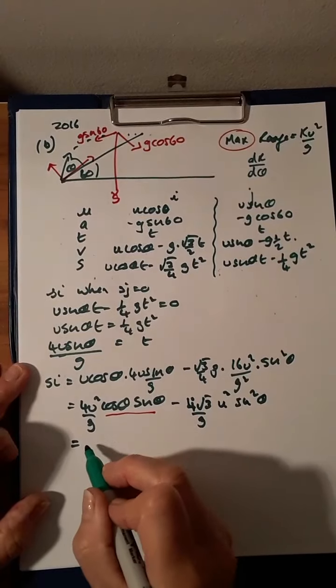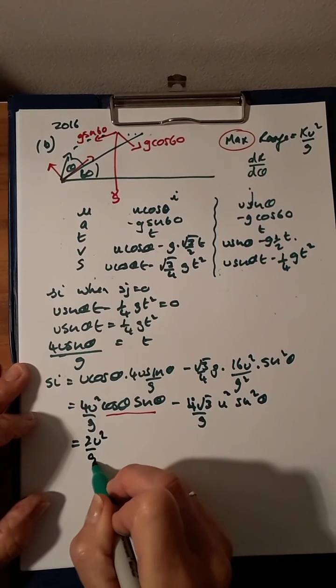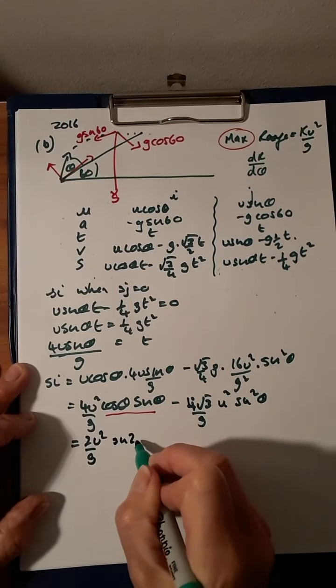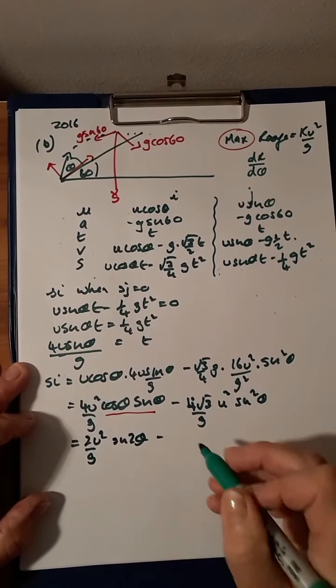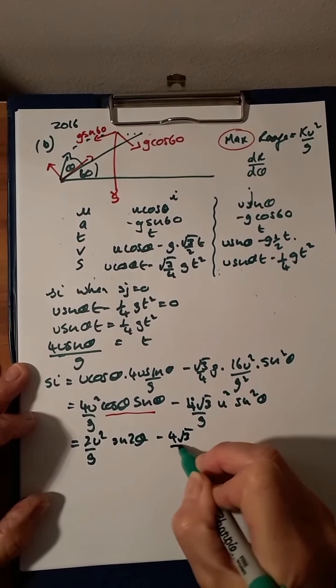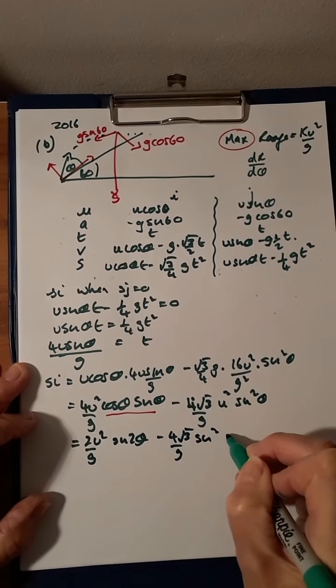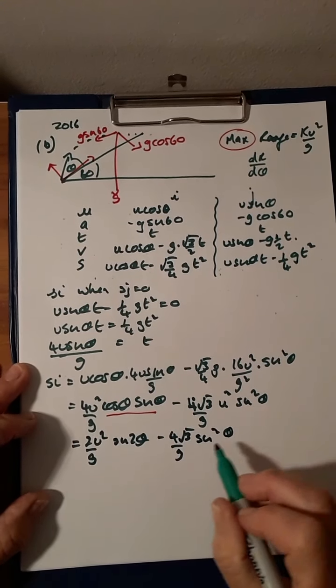So this will therefore become 2u squared over g by sine 2 theta, minus, this stays as is, 4 root 3 over g sine squared theta. Okay, so that's my range.